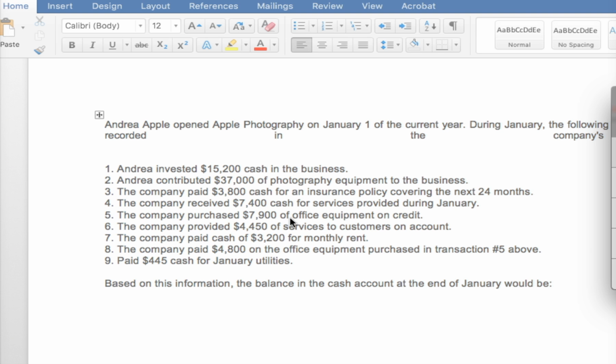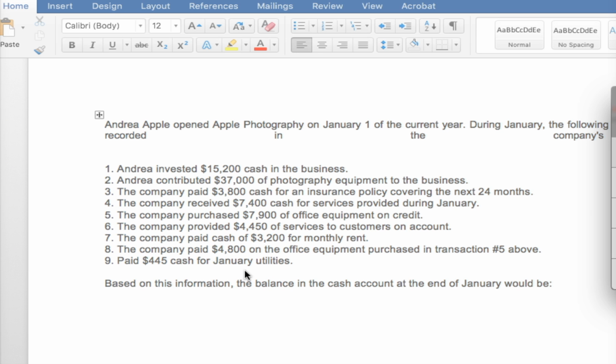Company purchased $7,900 on credit. No cash changed hands on that one. Company provided $4,450 of services on account. No cash changes hands. Company paid cash, $3,200. So I'm going to subtract cash, $3,200. Company paid $4,800 on the office equipment purchased in transaction 5. So in transaction 5, it was credit. We're now paying off $4,800 of that. So I'm going to subtract $4,800.